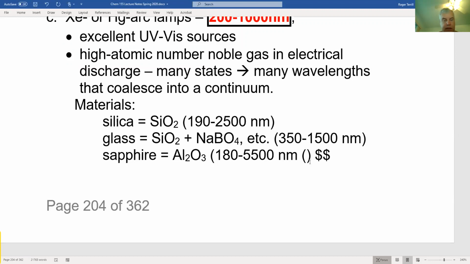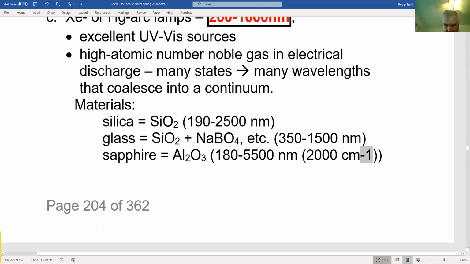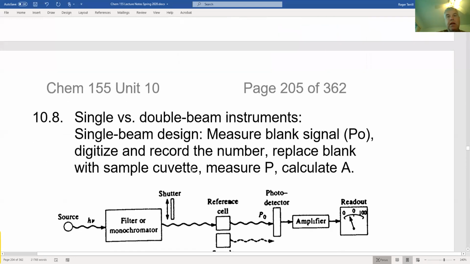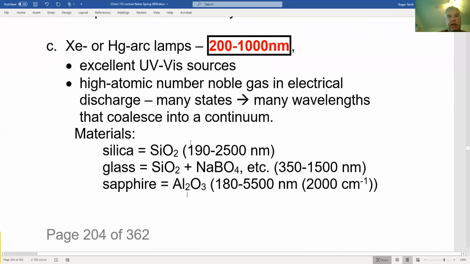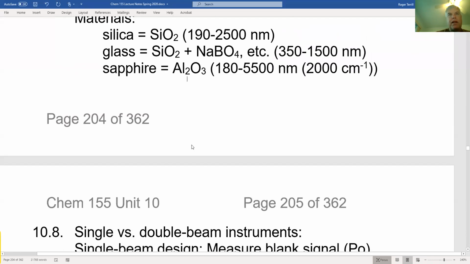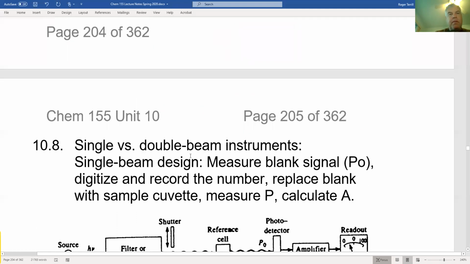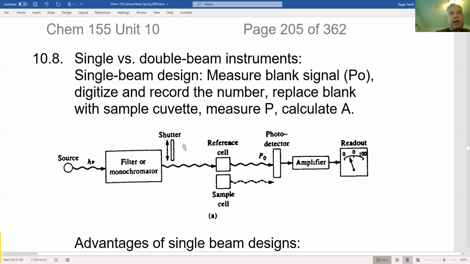So I'll put another parenthesis in there. Let's say about 2,000 wave numbers there. And it's a little expensive, it's true, although it's not as expensive as it used to be. So, okay, now there's a quick review of the sources and the instruments, and that's all we're gonna say about them. Now let's talk about the instrument configurations.